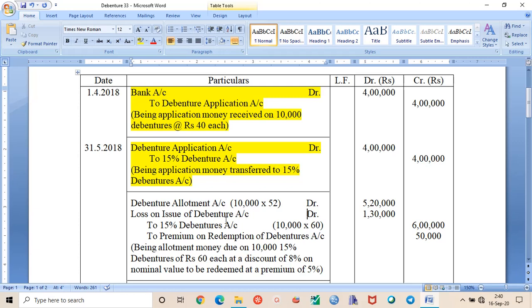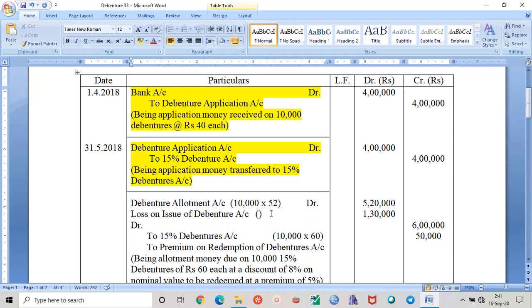So you can see here that on debenture allotment, it will be called up rupees 60 minus 8, how much? 52 rupees will be called. This is the allotment money to be received. And don't worry about this loss, because this loss is composed of two things. 10,000 into 8 will be how much? 80,000. So 80,000 plus this premium money of rupees 50,000 is 1,30,000. So this is how you get the loss on issue of debentures.